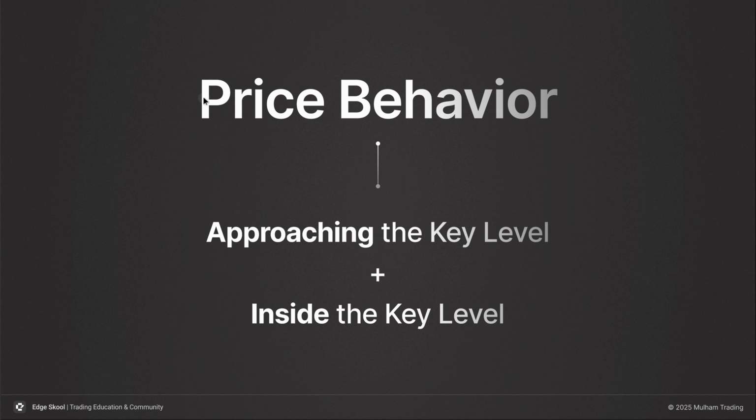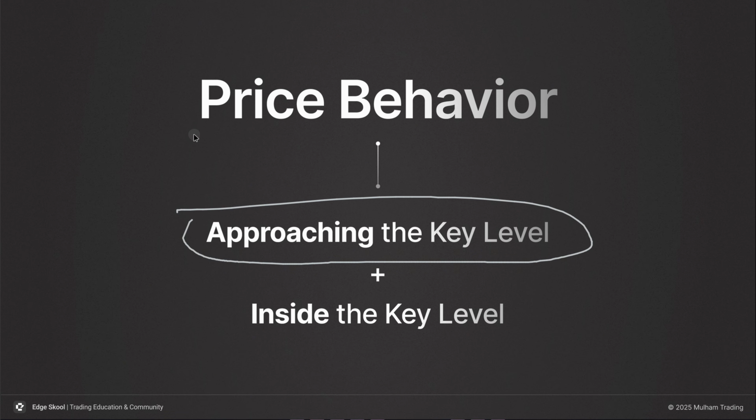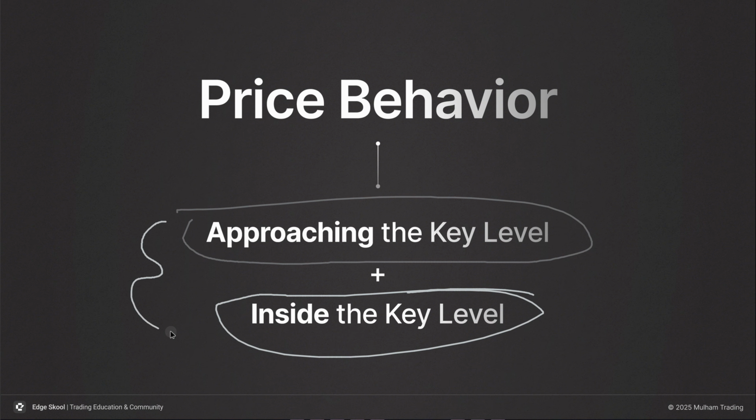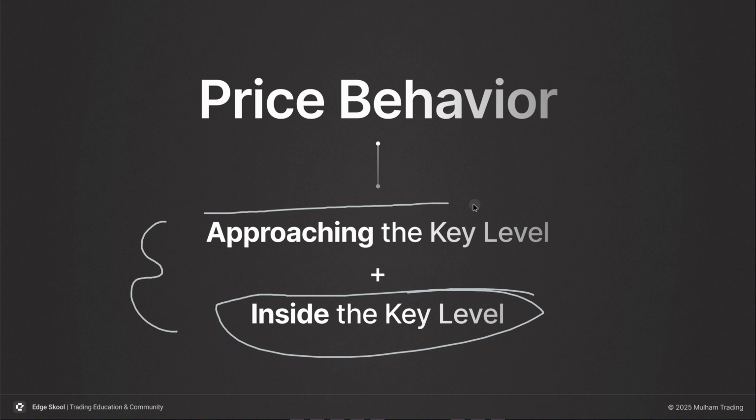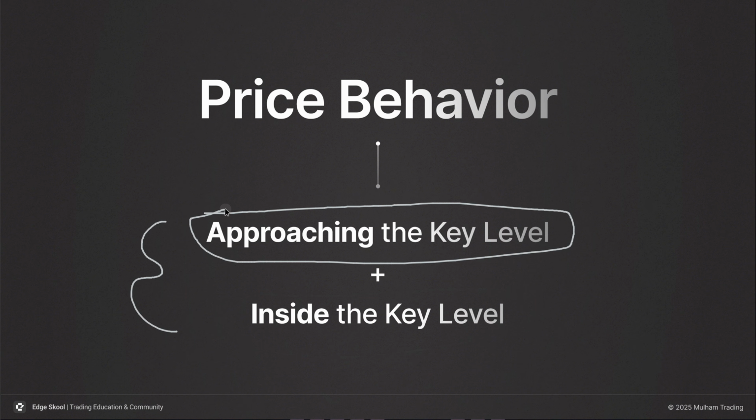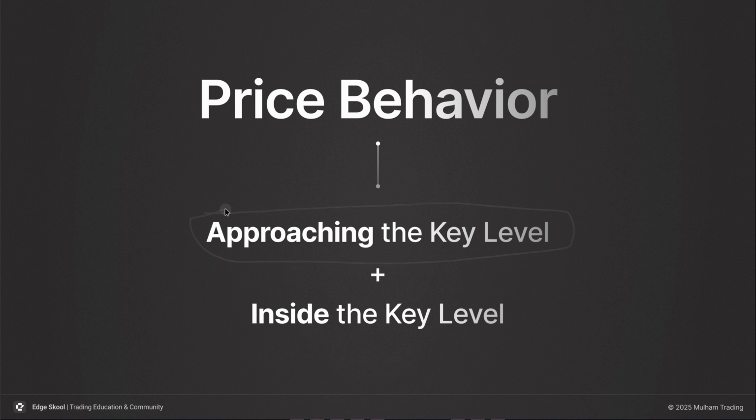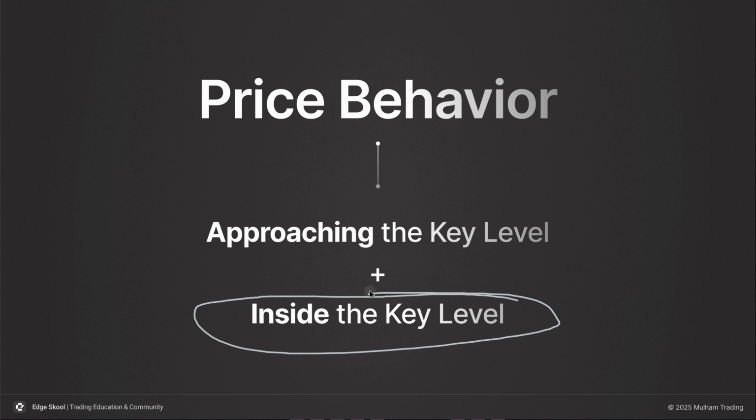Price behavior goes into two different aspects: the price behavior of approaching the key level and price behavior inside the key level. So two different things, and we're going to cover these. The first one tells me, even before price goes into the key level, while it's approaching it, if it's valid or not, and if I should use it or not. And then inside the key level, that is the trigger.